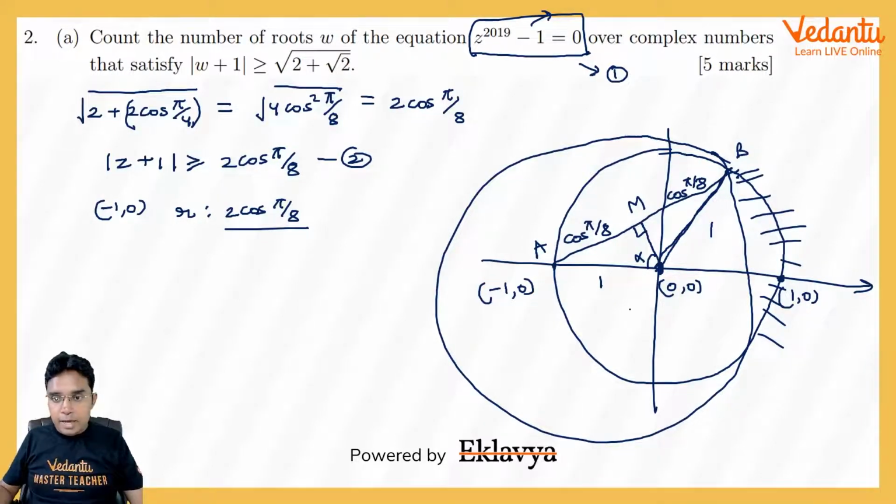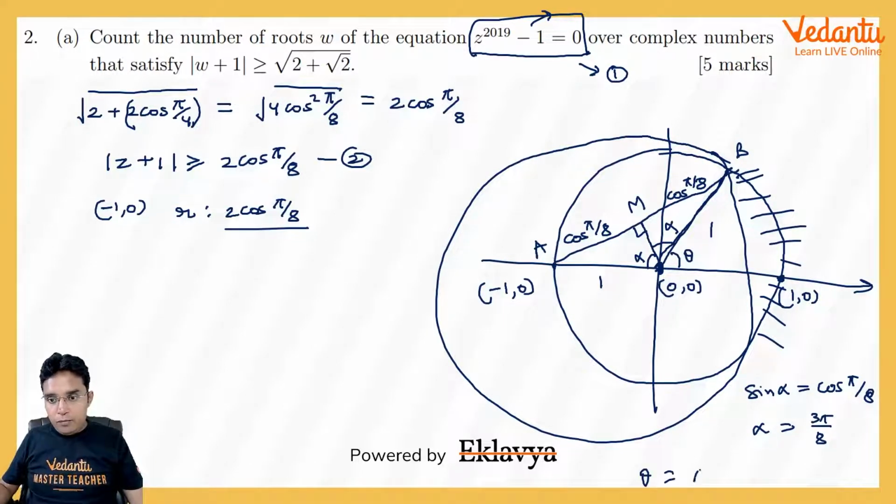Actually, in this diagram, you can check sine alpha will be cos pi by 8 upon 1. That means this alpha, which has to be acute, will be pi by 2 minus pi by 8, I think 3 pi by 8. Okay, and this angle will also be alpha. So if I find this theta, theta will be pi minus 2 alpha. I can write this as pi minus 3 pi by 4, which will give you pi by 4.